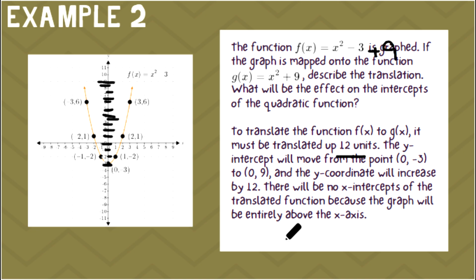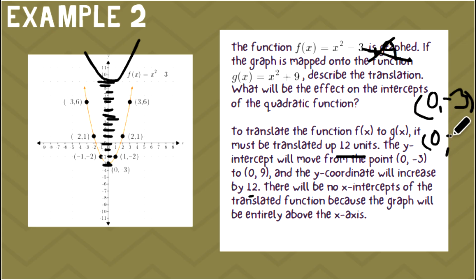The y-intercept will move from the point 0, -3 to 0, 9, and the y-coordinate will increase by 12. There will be no x-intercepts of the translated function because the graph will be entirely above the x-axis. It'll be clear up here. So the new one, g of x, isn't going to have any x-intercepts. So the way I would figure it is not this. I would do, we started at 0, -3, and we're going to 0, 9. So what's the difference between these two? We have 3 here to go from -3 to 0, so 3 plus 9 is 12.